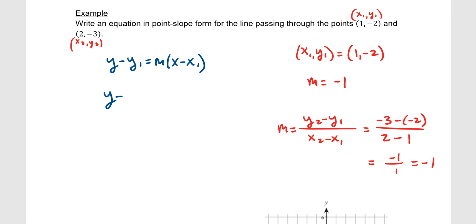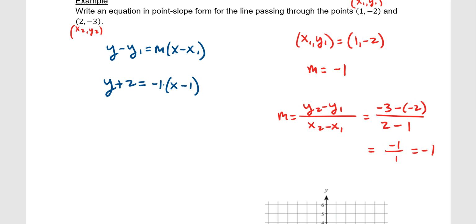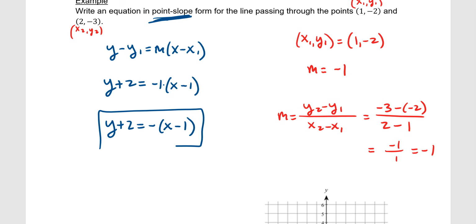Now, once we have that, all we have to do is plug everything in. So it's going to be y minus negative 2 is y plus 2, so I'm just using what's over here. y plus 2 equals negative 1 times x minus 1. And we can actually leave it like that. I'm just going to clean it up a little bit and write it as negative x minus 1 because the answer here wants it in point slope form. So this is point slope form.